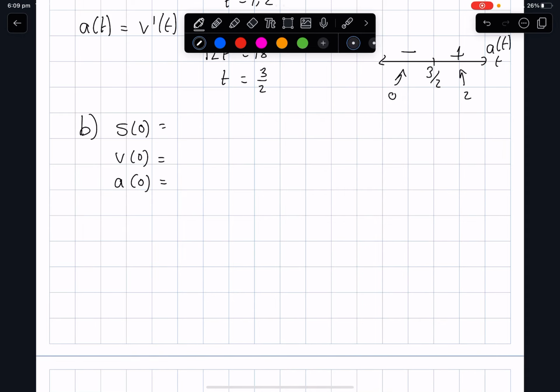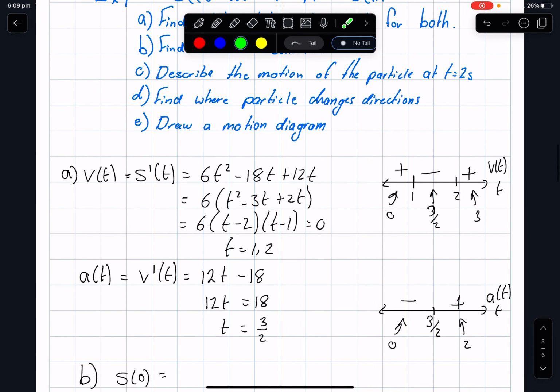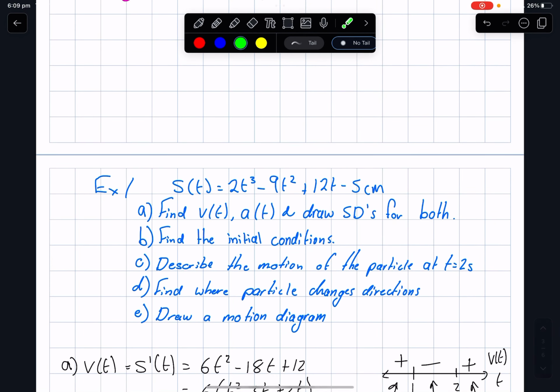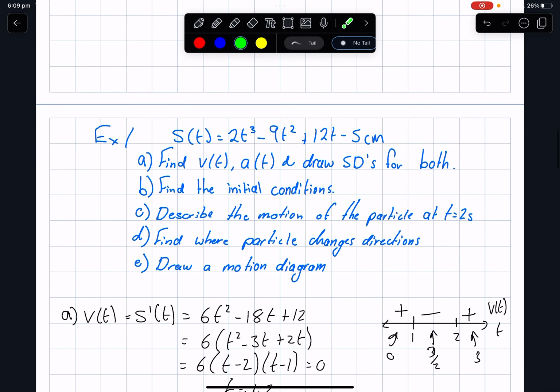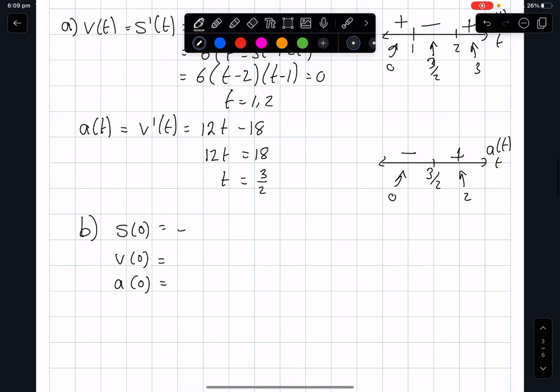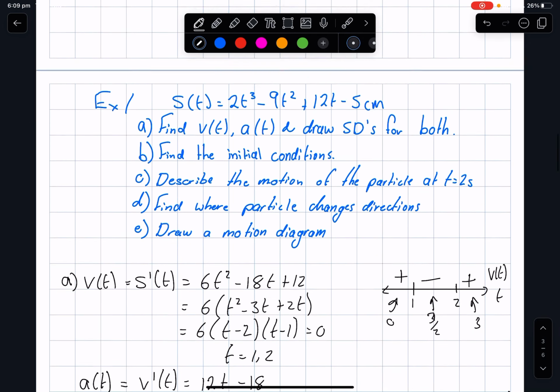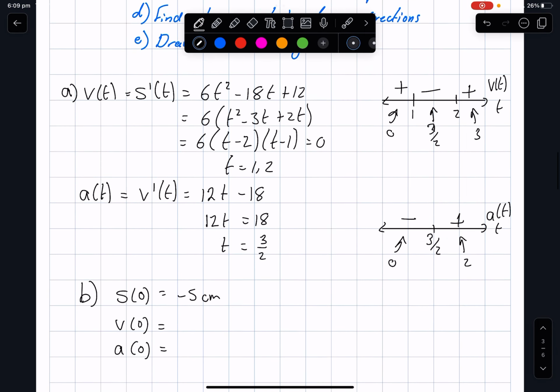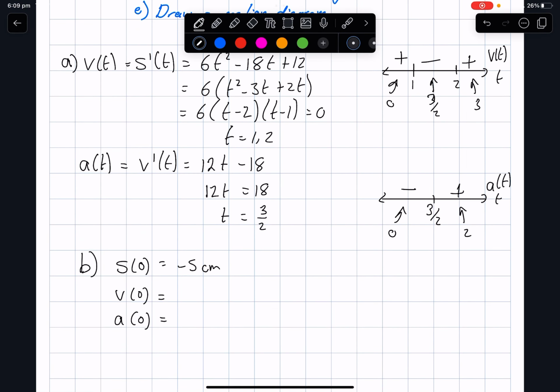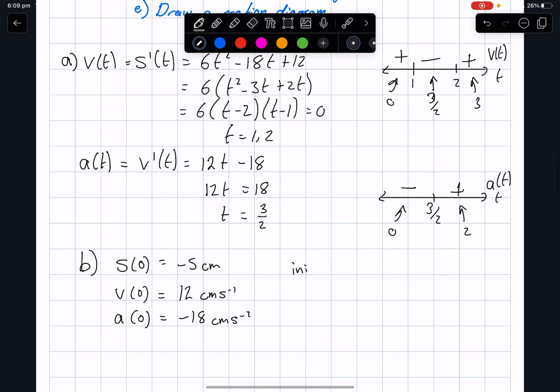Now, in all of these, it's super easy because it's just the last term. The last number is going to be our solution because in all of these, the rest of the terms have t's. So s of 0 is -5 centimeters because of units. My velocity is going to be positive 12 centimeters per second. And my acceleration is going to be -18 centimeters per second squared.